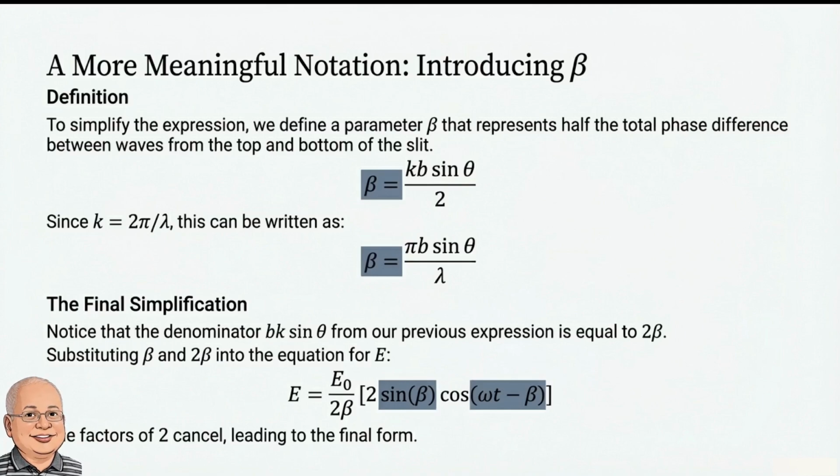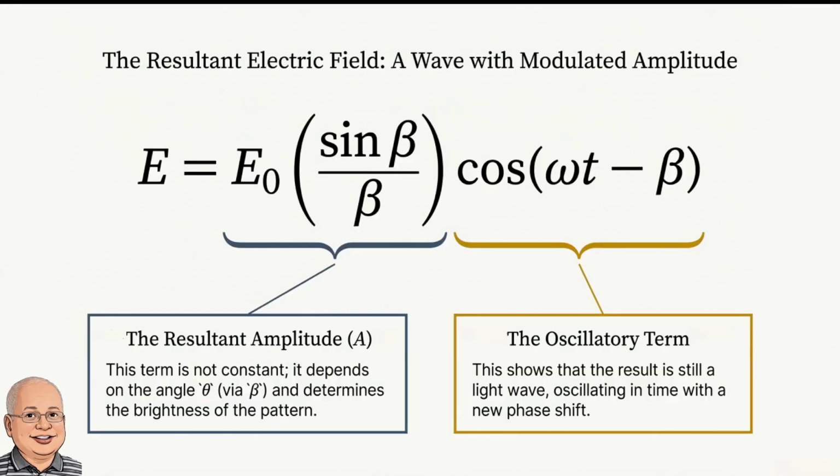So the final simplification of our equation for E will become E is equal to E0 by 2 beta into 2 sin beta into cos (omega t minus beta). The factor 2 inside the bracket and outside in the denominator will cancel out. So that will give us the final simplified equation: E is equal to E0 into sin beta by beta into cos (omega t minus beta).